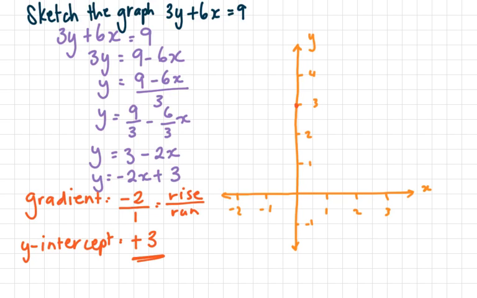And from there we're going to use rise over run, our gradient, to then put in our other points. And you can do them above that y-intercept and below, and then we're going to join them up with a straight line. So we're going to rise up 2 and then across 1, and then we're going to go down 2 and across 1, and then from there we're going to go down 2 and across 1. And as you can see, I've got enough points now to join them up and draw a straight line.